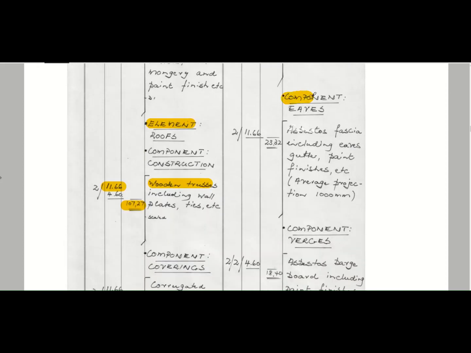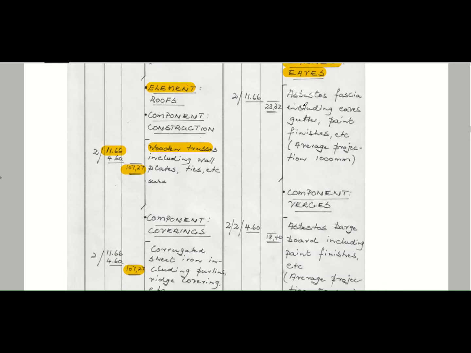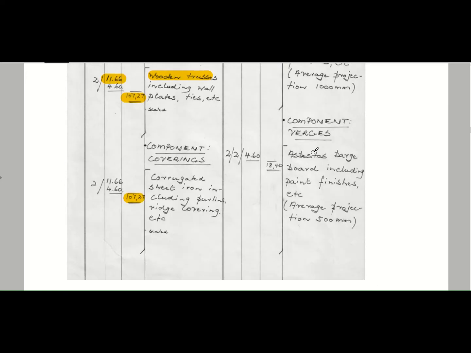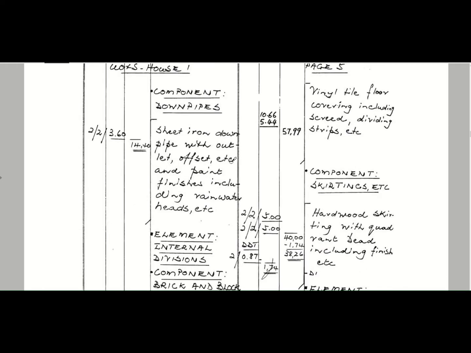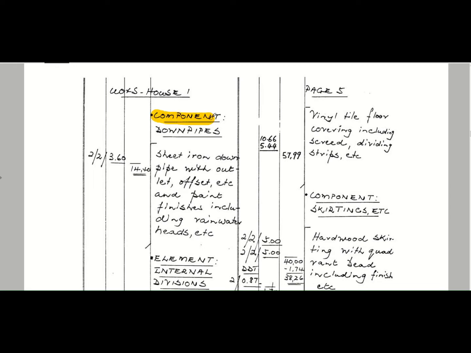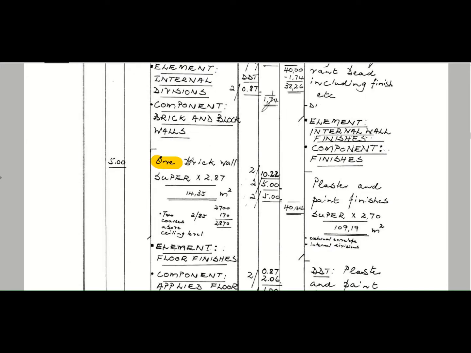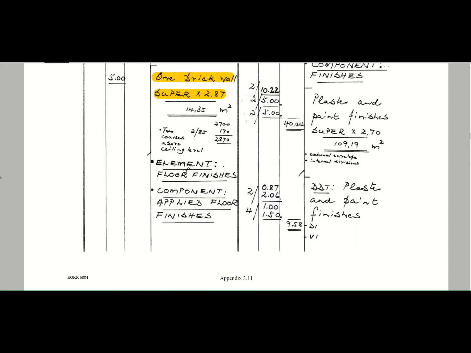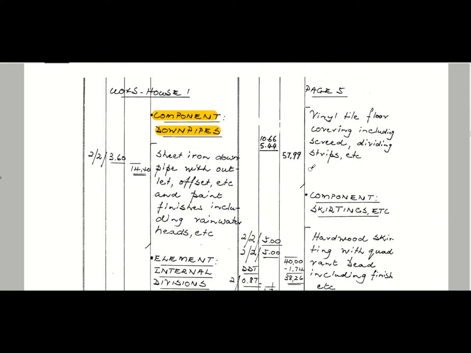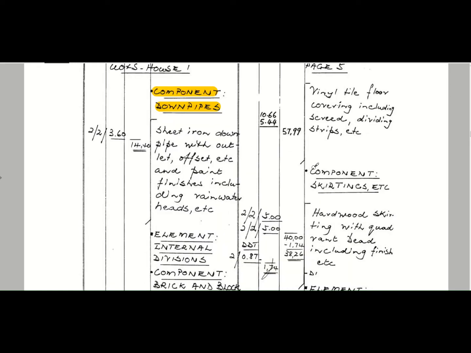Then component eaves. Your eaves is the side of your roofs. So this is our fascias. Component verges. Verges is like your barge boards. Your verges is on the side of your gable ends to the roofs. Okay, and then you can see component downpipes. Your rainwater goods is measured here, and it continues like that. Your one brick wall superstructure. This is our interior wall, floor components, etc. So for our purposes, you don't really have to follow all these specific rules.